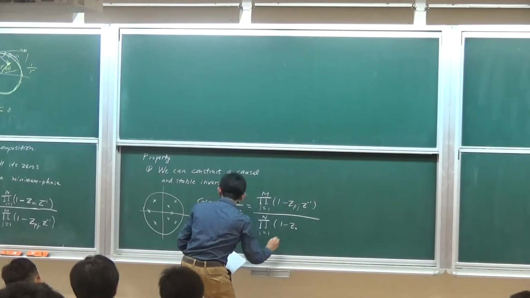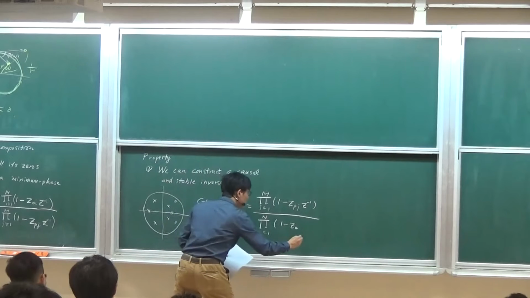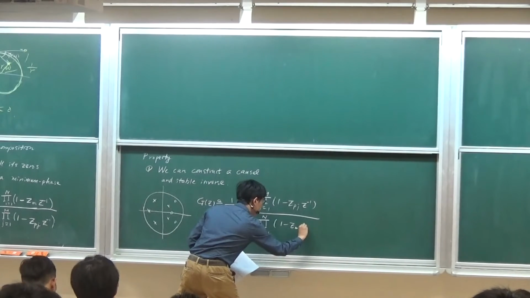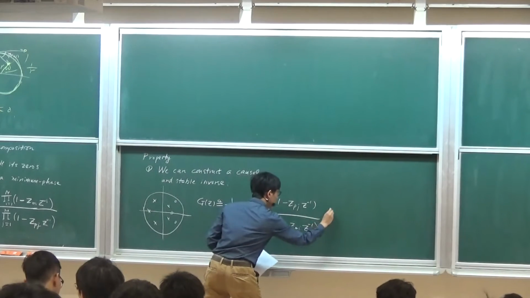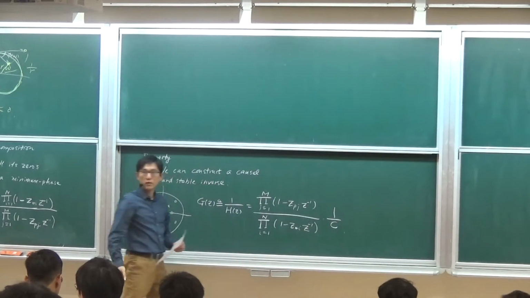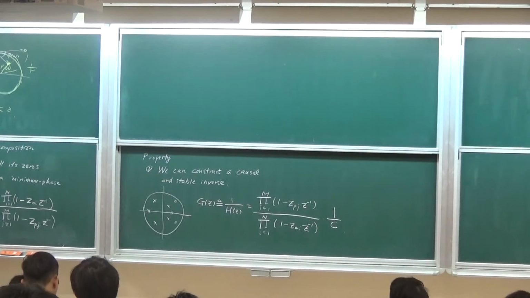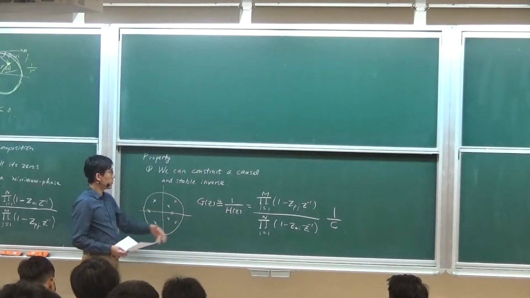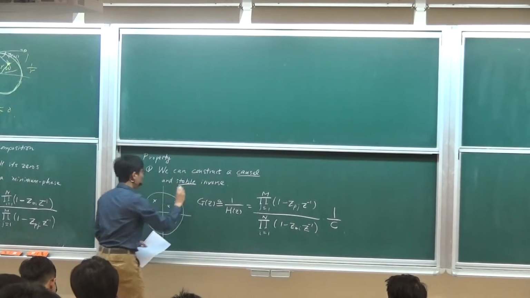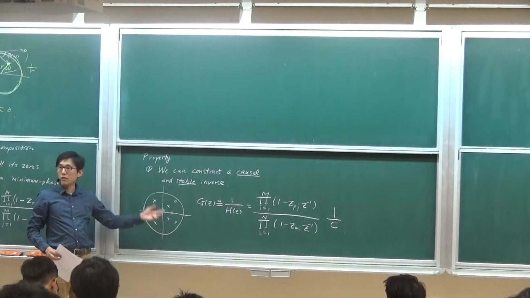And this will characterize a system that is exactly the inverse of H of Z. And also, of course, with 1 over C, because there is a constant. This scaling factor is also inverted. Any questions so far? And this inverse system is also causal and stable because why? Because all its poles are inside the unit circle.